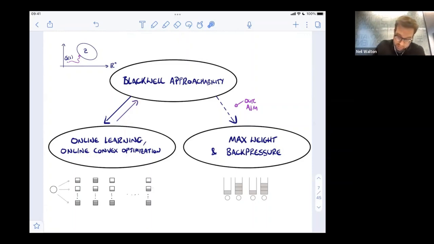The point I want to make is that there's also a connection between this Blackwell approachability result and some well-known algorithms that Turing people like as well. So I'm going to talk a little bit about those queuing models as well. Okay.